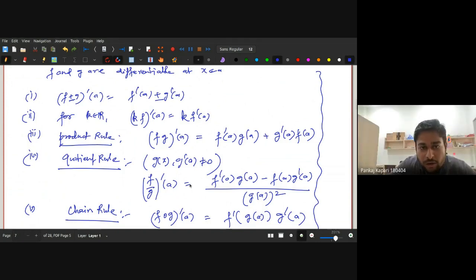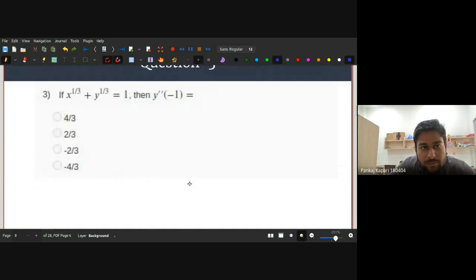Okay, so now we'll just move to the next problem. Okay, so this equation is given: x to the power 1/3 plus y to the power 1/3 is equal to 1, and we have to find the double derivative of y at minus 1.